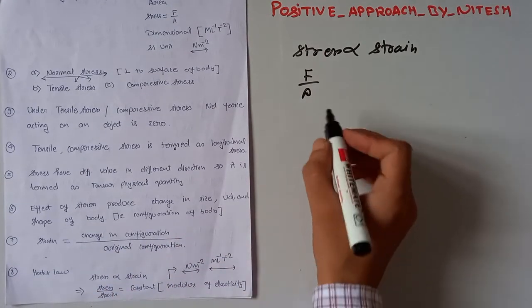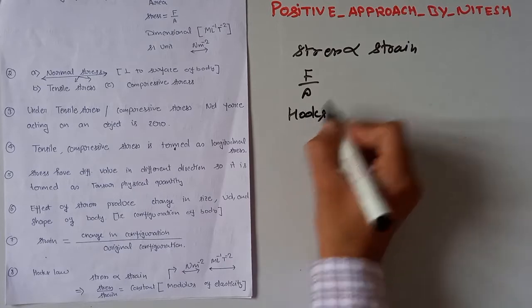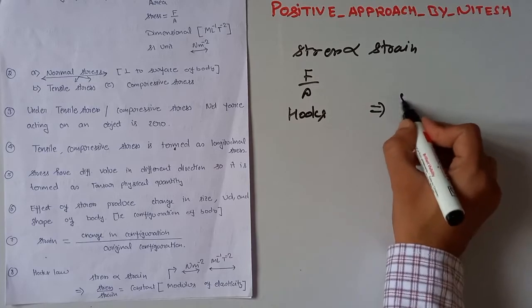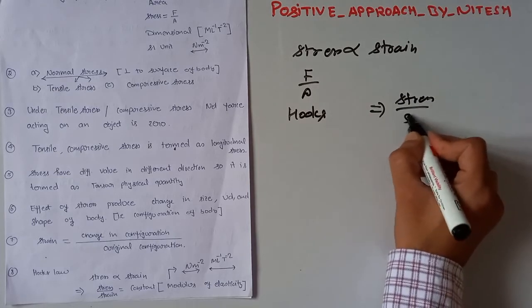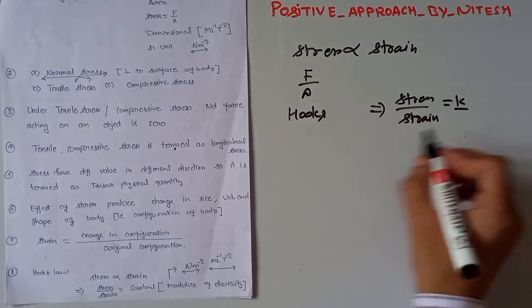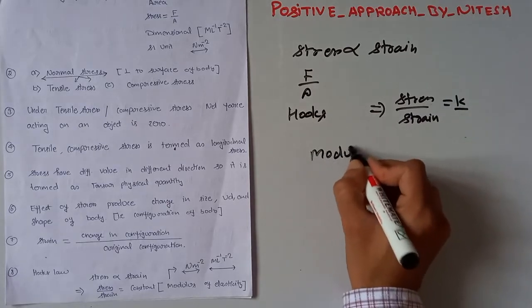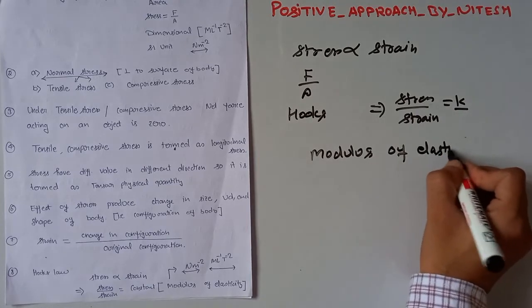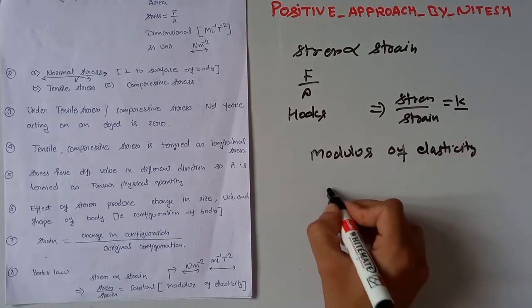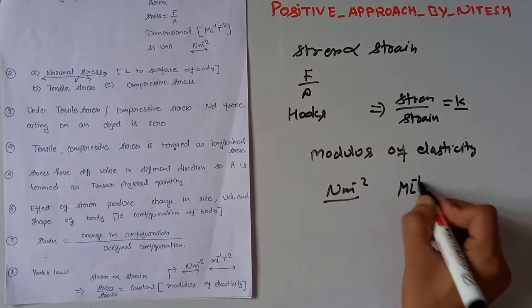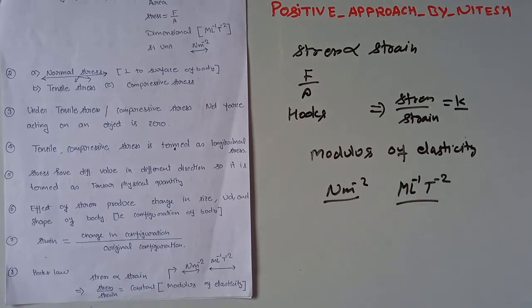Okay, and our Hooke's law states that stress is directly proportional to strain, and by this we get that stress divided by strain is equal to some constant K. This constant K is called the modulus of elasticity, and its unit is Newton meter^-2, and its dimensional formula is ML^-1T^-2. I hope these key points are clear to you.